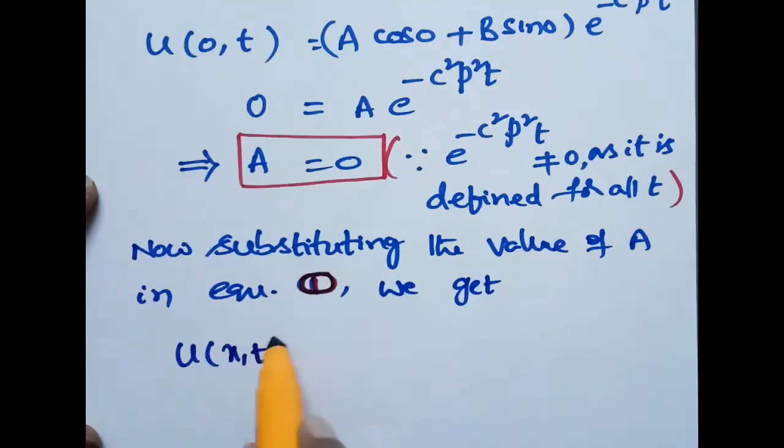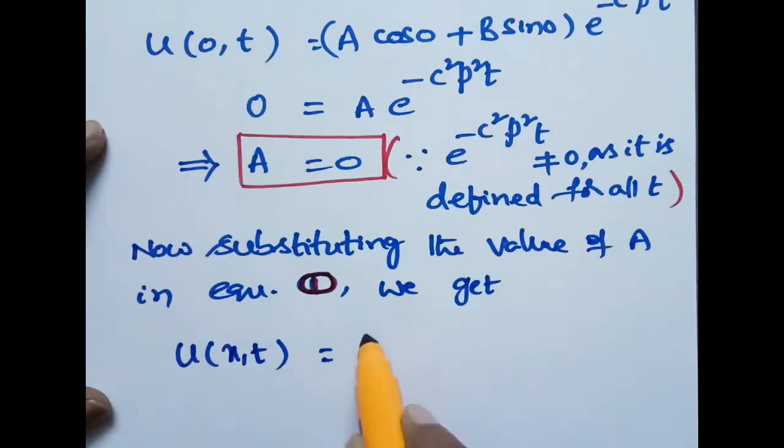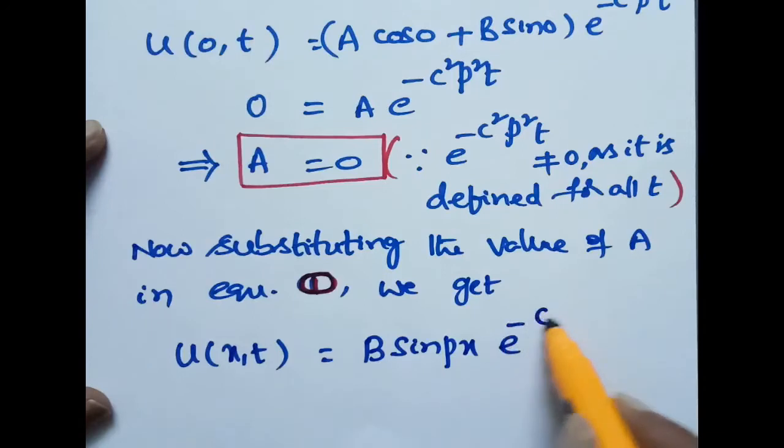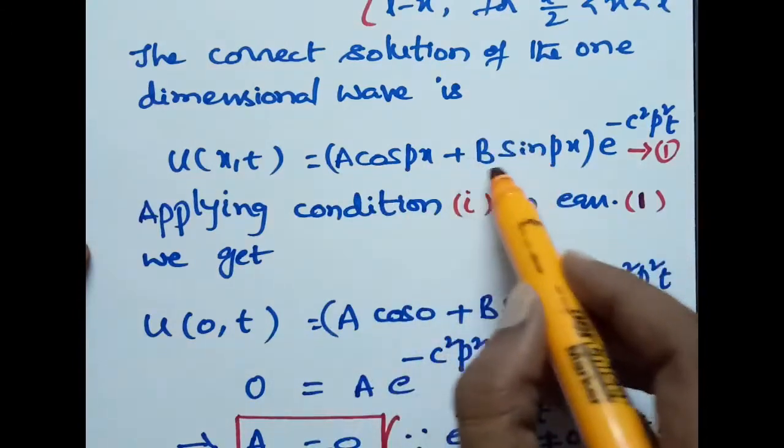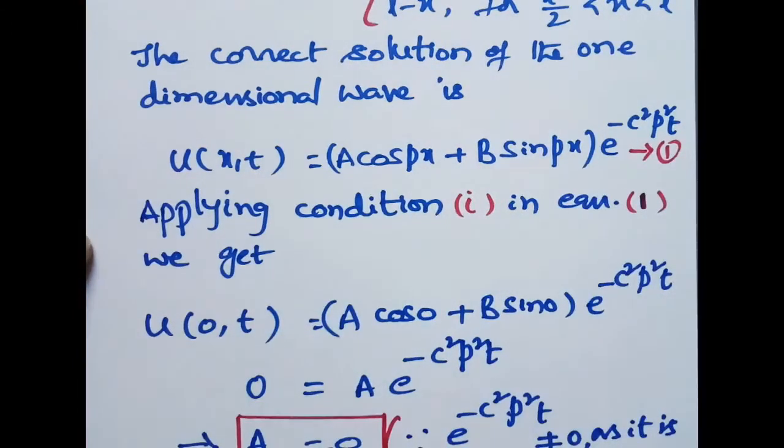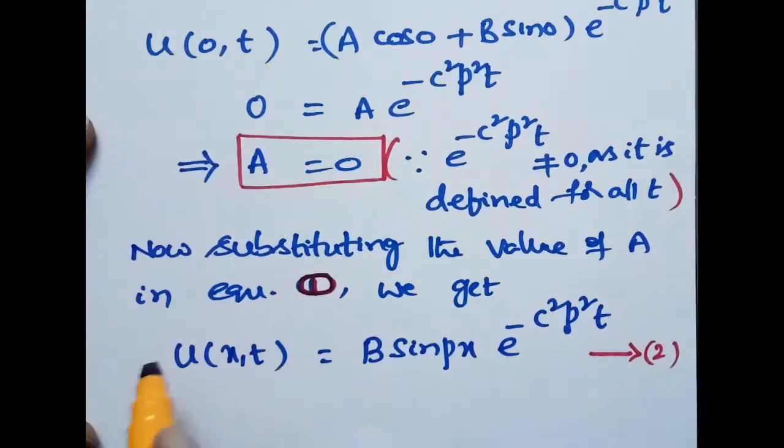u of x comma t is equal to a value 0, b sine px into e to the power of minus c square p square t. Say this is equation number 2. So a equal to 0, the remaining term is b sine px into e to the power of minus c square p square t.